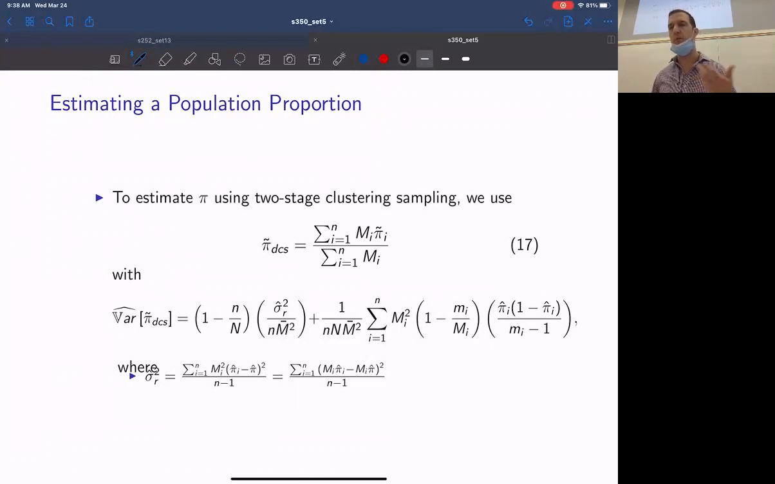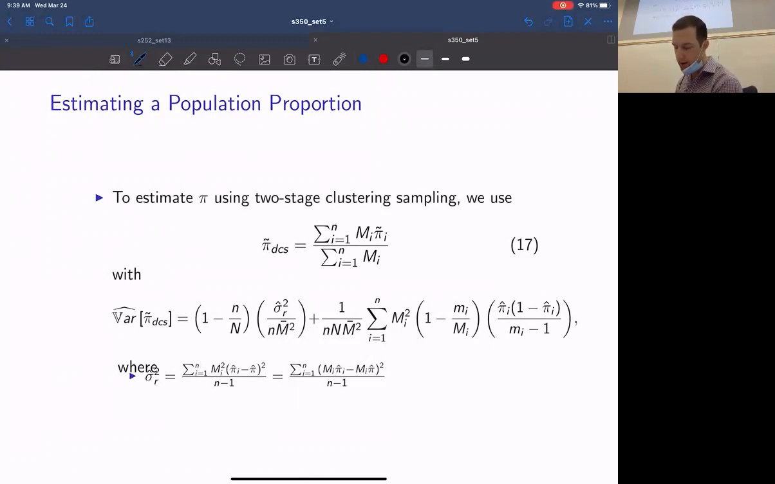And then we're gonna start to talk about some other special topics within sampling. So the last illustration that we'll probably have time for today will just be an example of how we estimate the population proportion within a two-stage cluster sample.